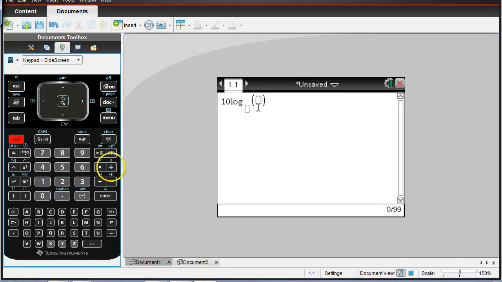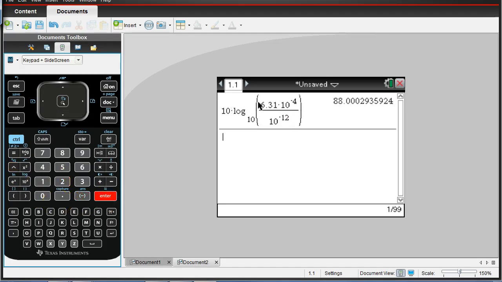actually I'm going to do this. If you hit the control divide button, it gives that fraction bar, so we can make sure that we do this correctly. Then it's going to be 6.31 times 10 to the negative 4th power is my exponent. Move down to the denominator. It's going to be divided by 10 to the negative 12th power. Hit enter and you get 88 as your answer. So 88 decibels is what this would be equivalent to.